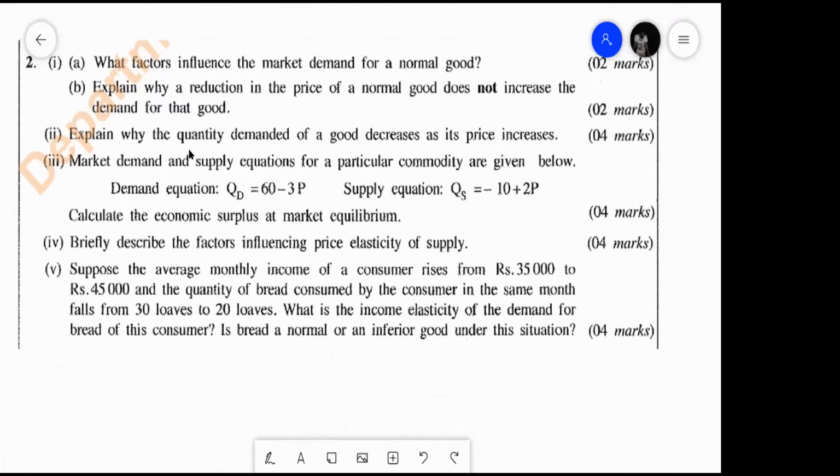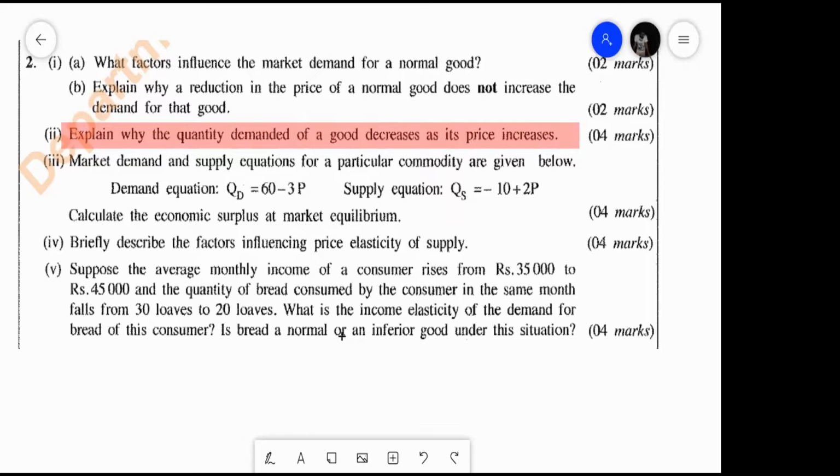Then they're asking you to explain why quantity demanded of a good decreases as its price increases. What do you have to explain here? What do you have to write? Quantity demanded of a good decreases as its price increases. Exactly. You talk about the price effect, the law of demand, the income effect, and the substitution effect.